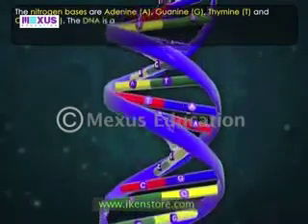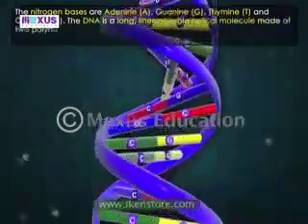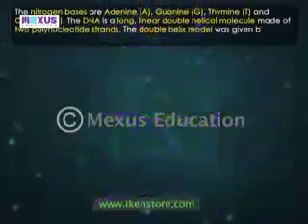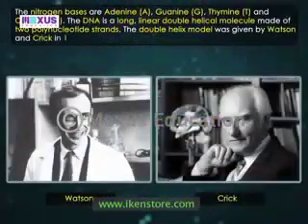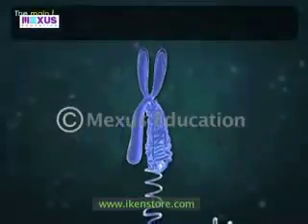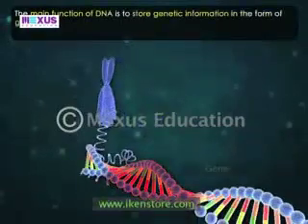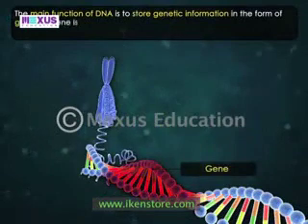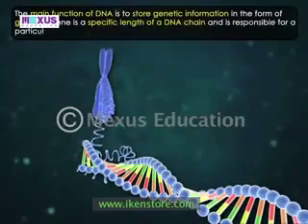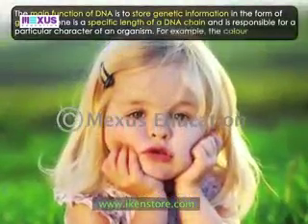The DNA is a long, linear double helical molecule made of 2 polynucleotide strands. The double helix model was given by Watson and Crick in 1953. The main function of DNA is to store genetic information in the form of genes. A gene is a specific length of the DNA chain and is responsible for a particular character of an organism. For example, the color of hair.